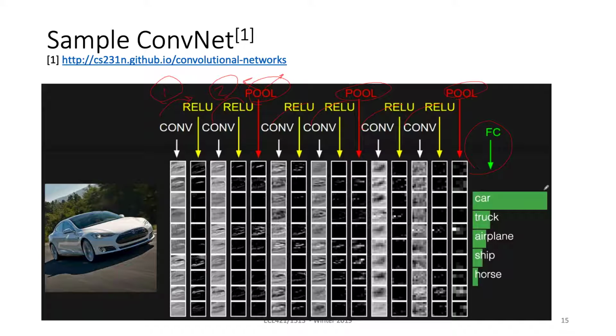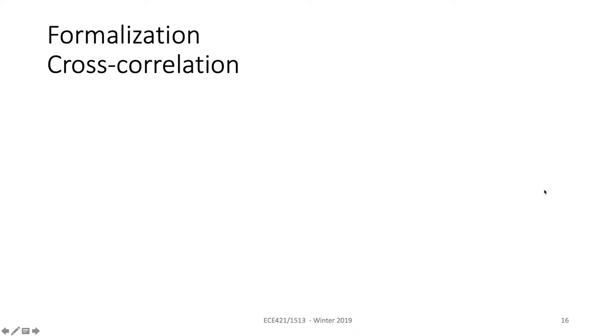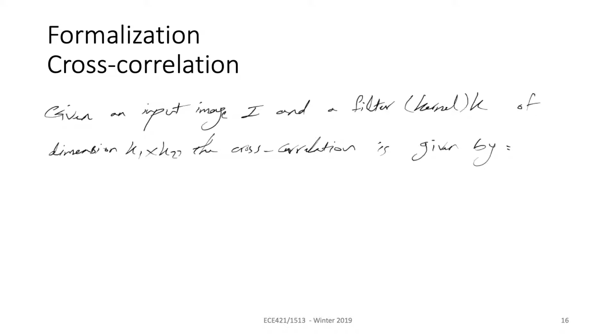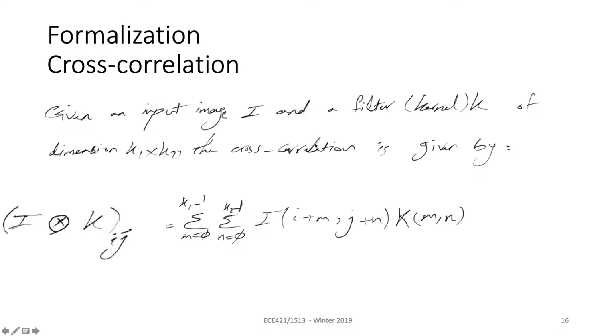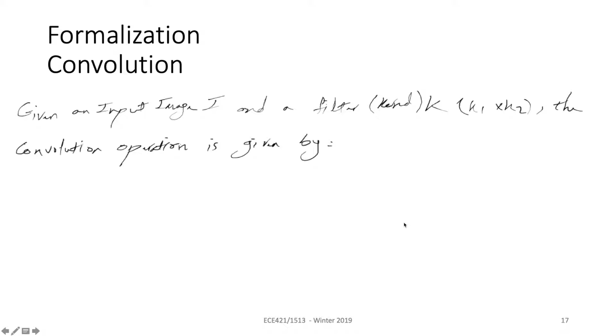All right, in the final set of slides, let's just formalize what a convolution is. We have another thing called cross-correlation. Given an input image I and a filter or kernel K, where the kernel K has dimension K1 and K2, the cross-correlation is actually the matrix multiplication in 3D. So it is the summation over the first dimension m and the summation over the second dimension n of your I's and K's. But convolution is the same as a cross-correlation with a flip.